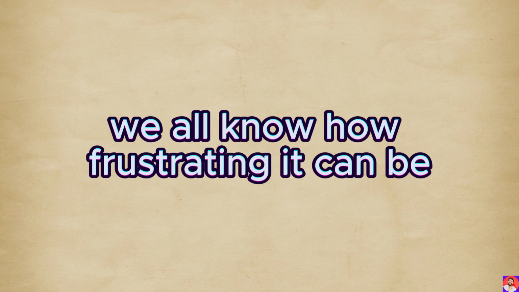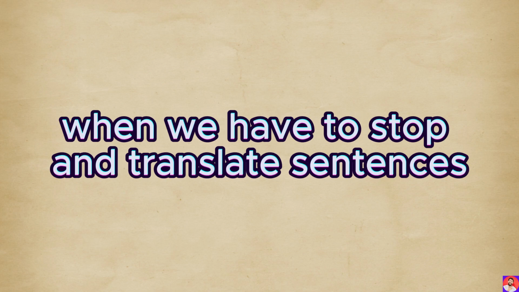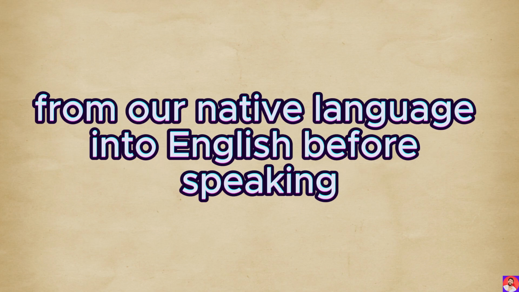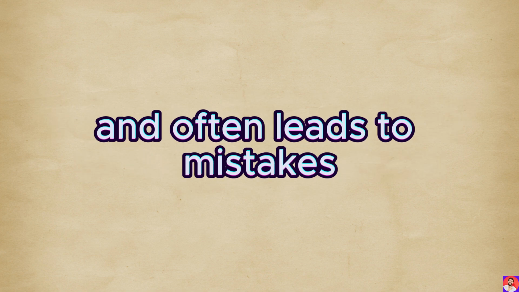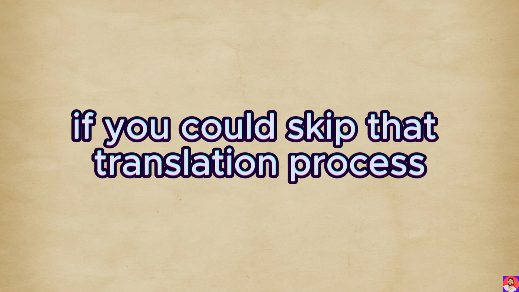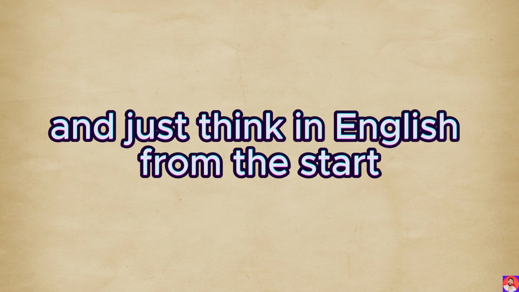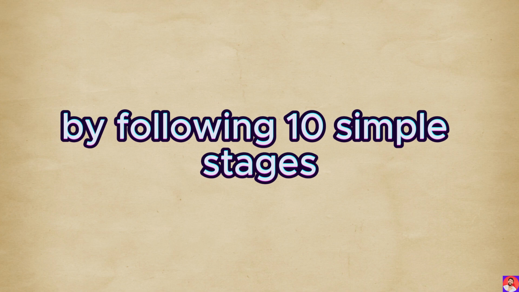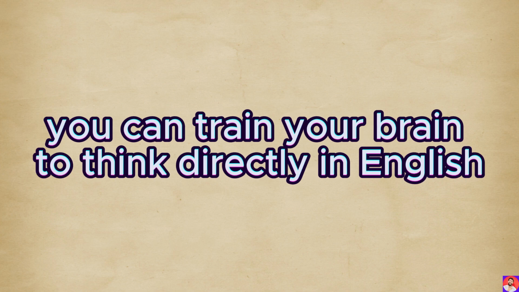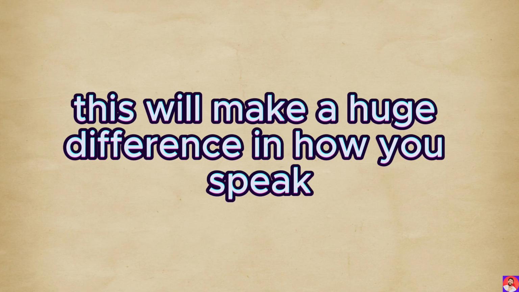We all know how frustrating it can be when we have to stop and translate sentences from our native language into English before speaking. It slows us down, makes us feel less confident, and often leads to mistakes. Wouldn't it be amazing if you could skip that translation process and just think in English from the start? Well, I'm here to tell you that it's possible by following 10 simple stages. You can train your brain to think directly in English, and trust me, this will make a huge difference in how you speak.